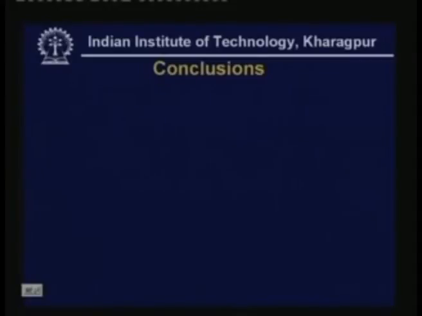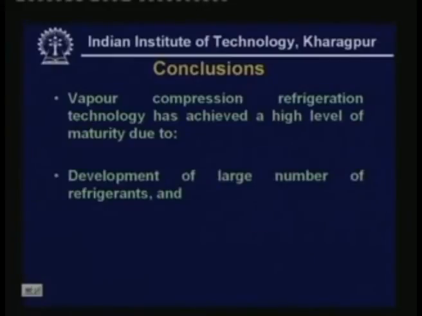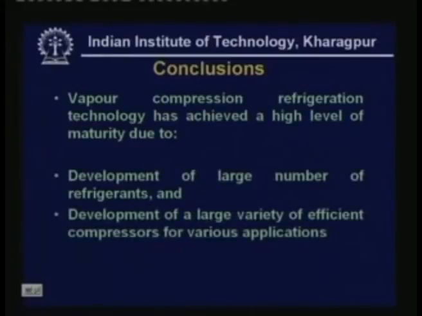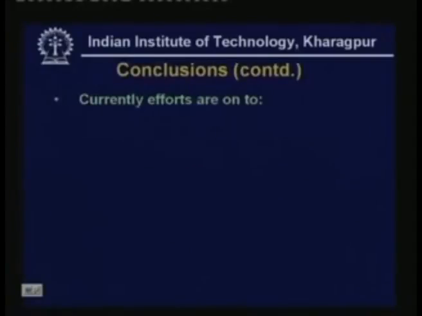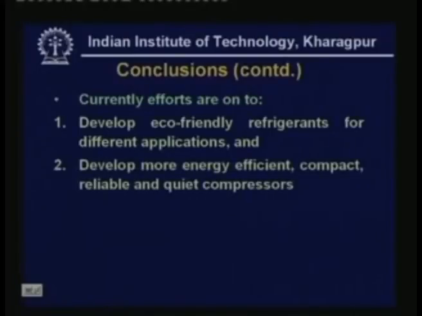Now let us conclude. Let us see what the conclusions are based on this lesson. We have seen that vapor compression refrigeration technology has achieved a high level of maturity, mainly due to the development of a large number of refrigerants and a large variety of efficient compressors for various applications. Currently, efforts are on to develop eco-friendly refrigerants in view of ozone layer depletion and global warming effects. The focus is on eco-friendly refrigerants for different applications, and the development of more energy efficient, compact, reliable and quiet compressors.